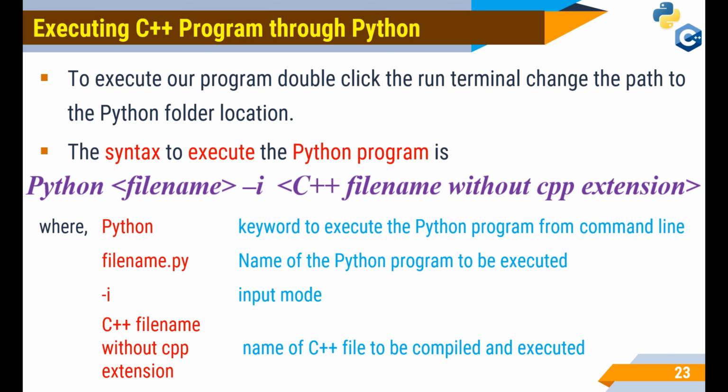To execute our program, double click the run terminal and change the path to the Python folder location. Right, the syntax to execute the Python program is: python filename.py followed by the C++ file name without the cpp extension, where the python keyword executes the Python program from the command line, filename.py is the name of the Python program to be executed, and the input is the C++ file name without the cpp extension, the name of the C++ file to be compiled and executed.